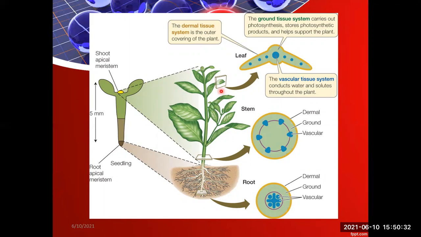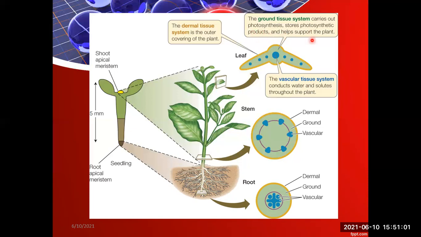The internal structure of the leaf, stem, and root is remarkably different. The dermal tissue system is the outer covering of the plant body. Then the vascular tissue system is meant for the transportation of water, food material, as well as other nutrients. The ground tissue system carries out photosynthesis, stores photosynthetic products, and helps support the plant.